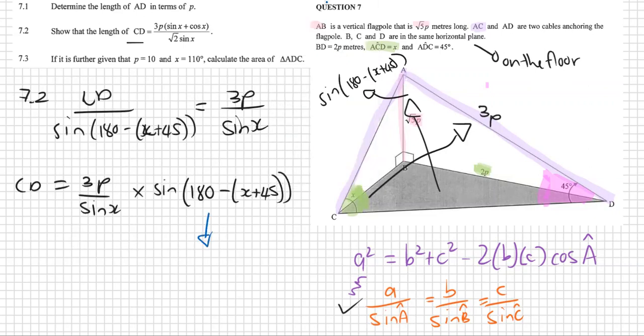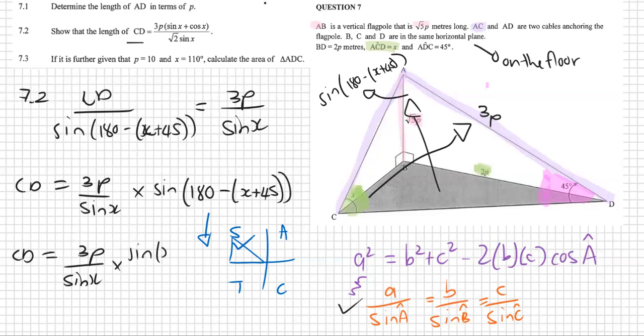Okay, this is 180 minus an angle. It can be reduced, and it's in the second quadrant. So the acute angle that is equal to this is just going to be x plus 45, because sine is positive in the second quadrant. So where does that leave us? We have CD is equal to 3p over sine x times sine of x plus 45, reduced.